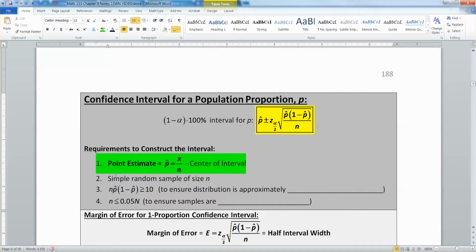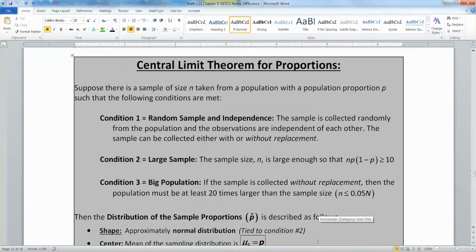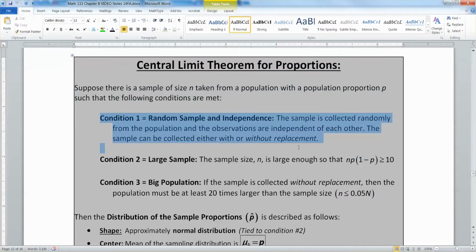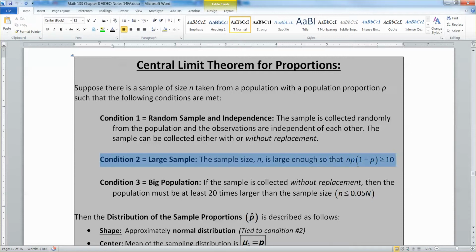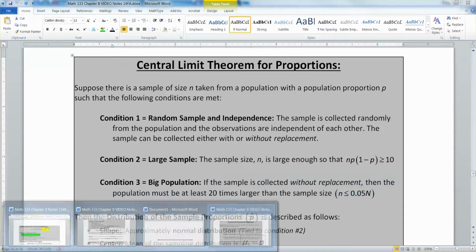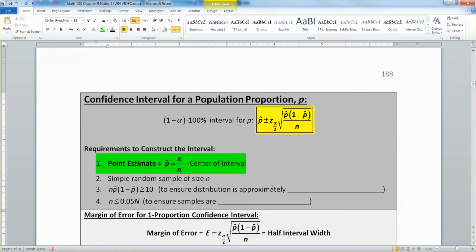Then we also need these other three conditions, and these should be looking familiar to you because you saw them in section 8.2. Here are the notes from section 8.2, and you can see the central limit theorem for proportions, and lo and behold, look, random sample and independent. You need to have a large sample. Hey, n times p times 1 minus p is greater than or equal to 10. Then you have to have a big population. You have to have less than 5% of the population in your sample, which seems a little counterintuitive, but it's true. You don't want too big a sample.